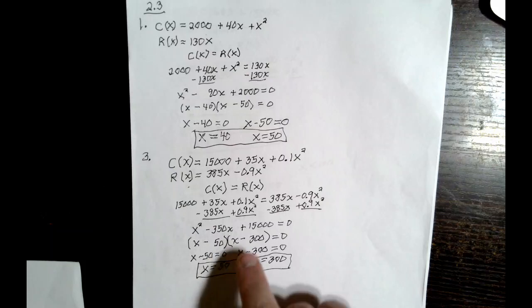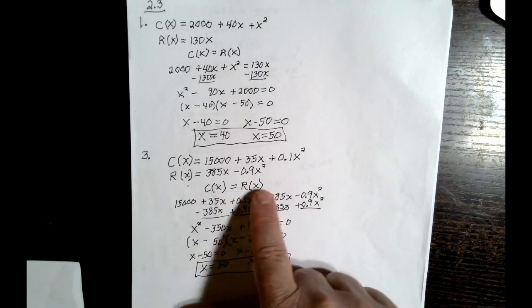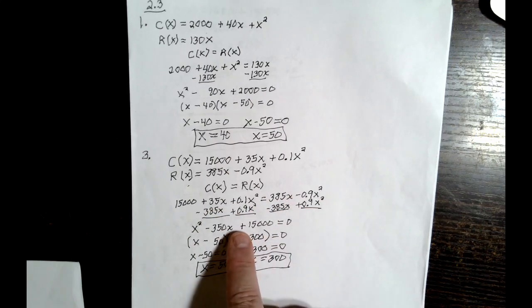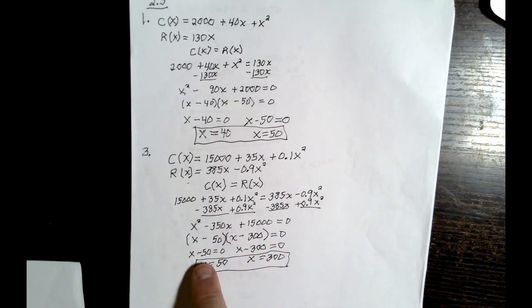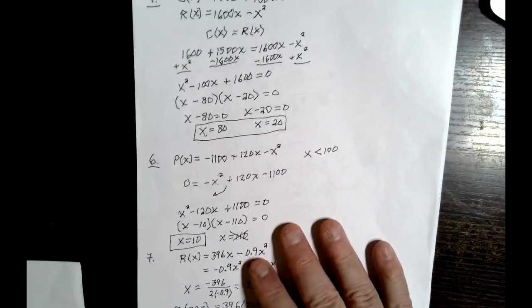Cost and revenue are given in question 3. Find the break-even points. So you set them equal to each other. Throw everything to one side. Factor if you can. Set each one equal to 0. You get 50 or 300. Both legitimate answers.